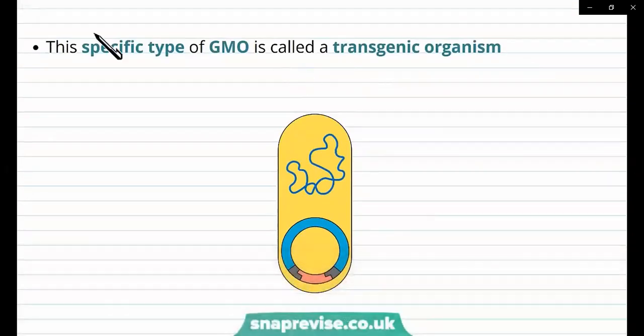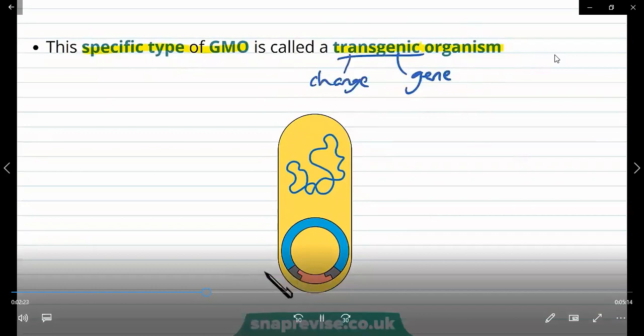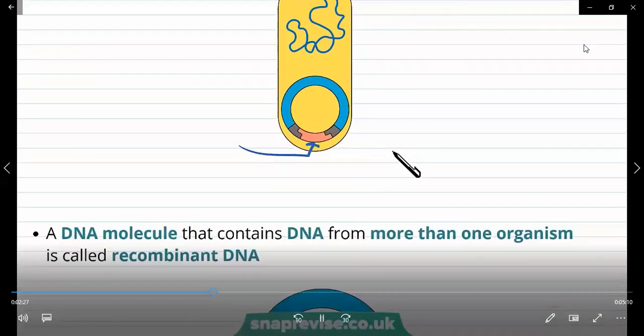When we carry out this process, this specific type of GMO is called a transgenic organism. So transgenic because it's referring to genes, and trans tends to mean transform or changing. So we've taken the gene from another organism and we've created a transgenic organism.